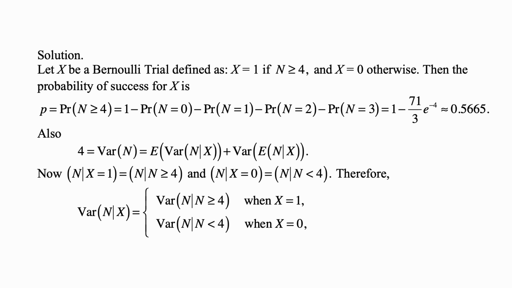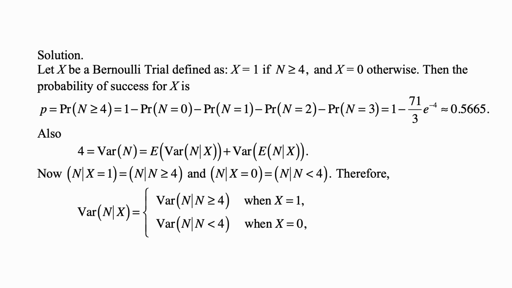And of course the probability of hitting a specific number, n, by a Poisson random variable is e to the minus lambda times lambda to the nth, where n is that number, over n factorial. So we use that for n equal to 0, 1, 2, and 3, plug into that formula, and do the calculation. This comes out to be 1 minus 71 over 3 times e to the minus 4. That's approximately 0.5665.